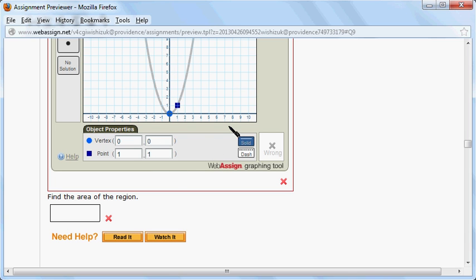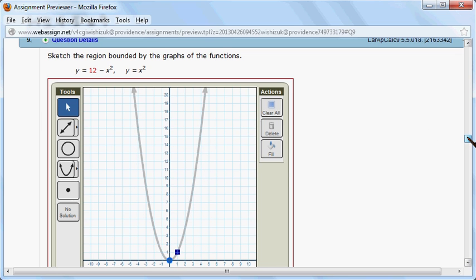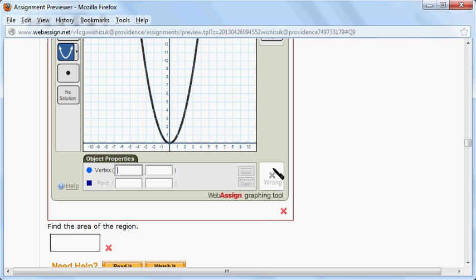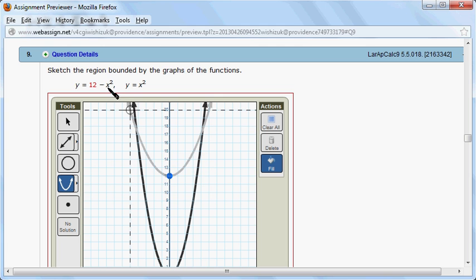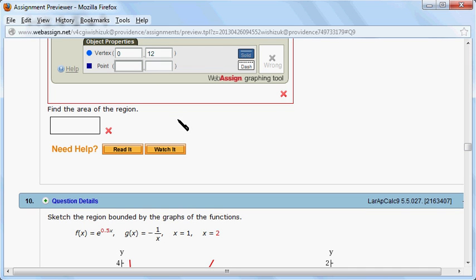Then we have another one. This is x squared, so start with the original one, apply a reflection and then shift it up by 12. So it's going to be 0, comma 12 is the vertex, right? Then we just have to have another point. So let's try 1. 12 minus 1 squared is 11. So it's 1, comma 11. That will probably do it.